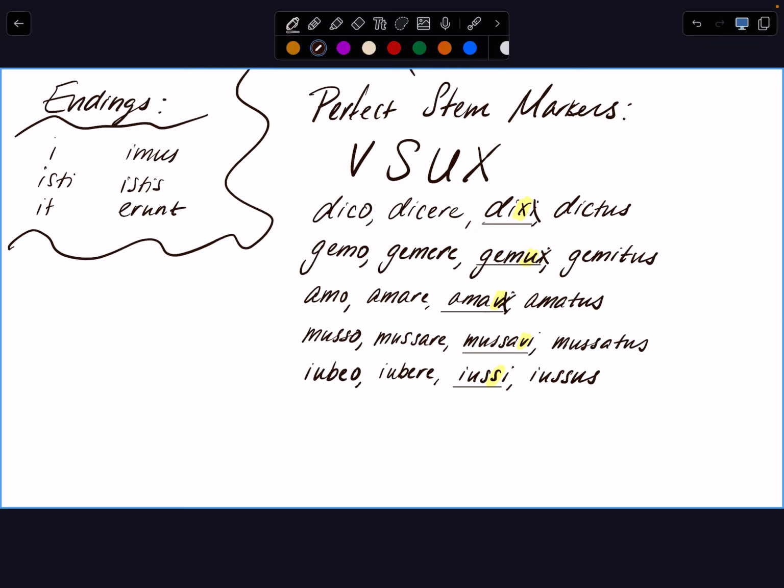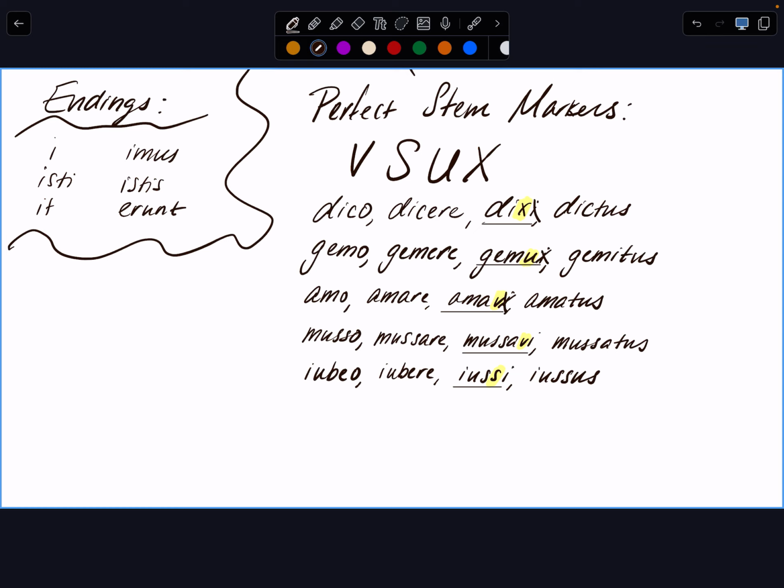Basically what we're saying here is that each form of these words in the perfect tense is going to have a V, an S, a U, or an X for the most part. Not always. In Latin, you can never say always, which is oxymoronic, I guess. Does anyone have any questions on this? This is just another way to help you recognize a perfect tense when you see them.